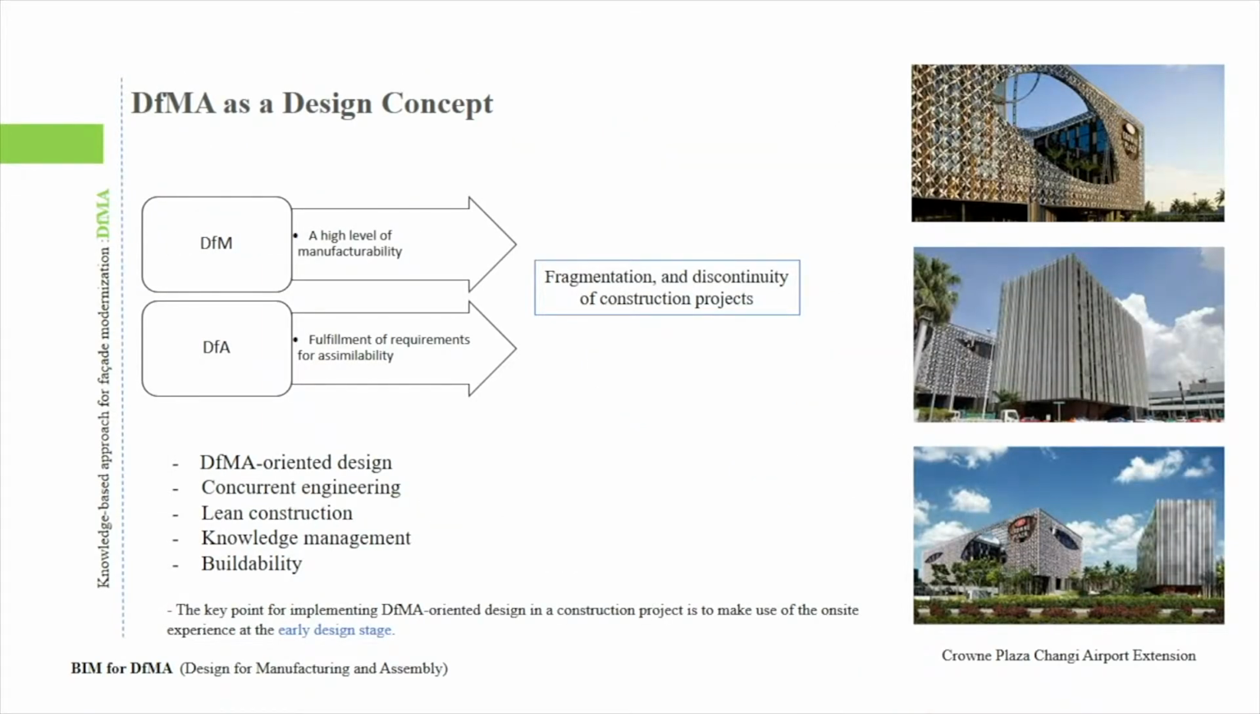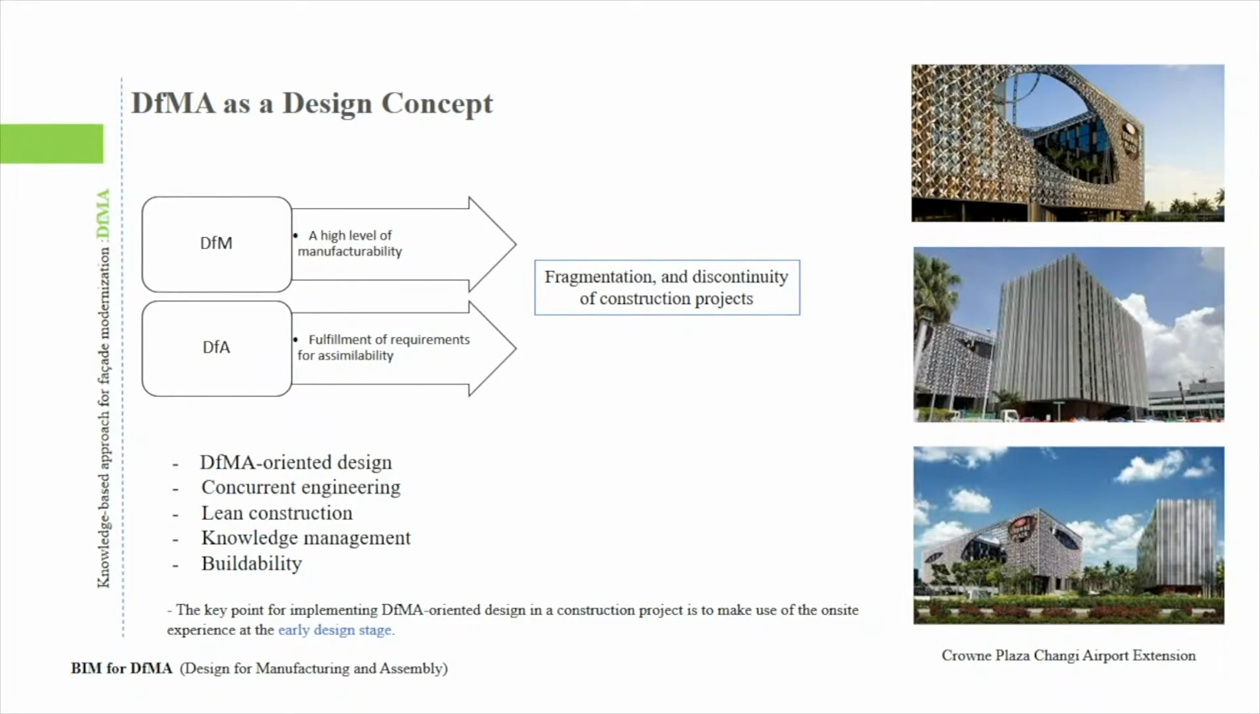DfMA as a design concept could be understood as a combination of two methods, DfM, design for manufacturing, and DfA, design for assembly. DfM emphasizes ease of manufacturability, and DfA fulfills the requirements for assemblability. And these two, manufacturability and assemblability, support technological feasibility of components, their installations, and their assembly process within projects.